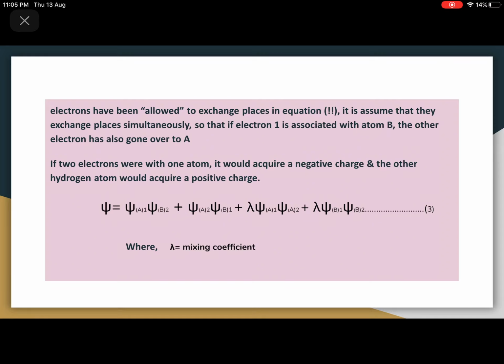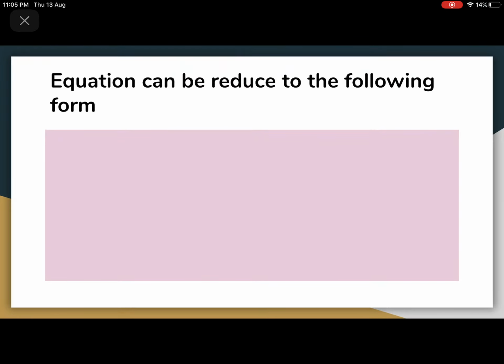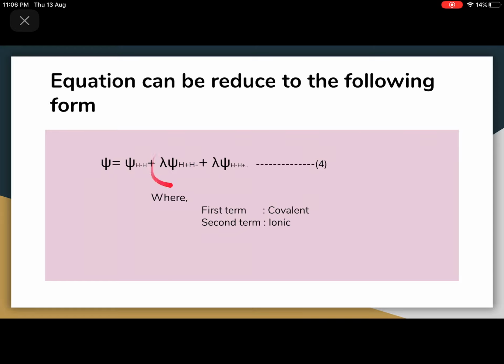Lambda is the mixing coefficient. The equation can be reduced to the following form: psi is equal to psi of H2 plus lambda psi of H plus H minus plus lambda into psi of H minus H plus. So this is equation 4, where the first term is for the covalent character and the second term is for the ionic character.